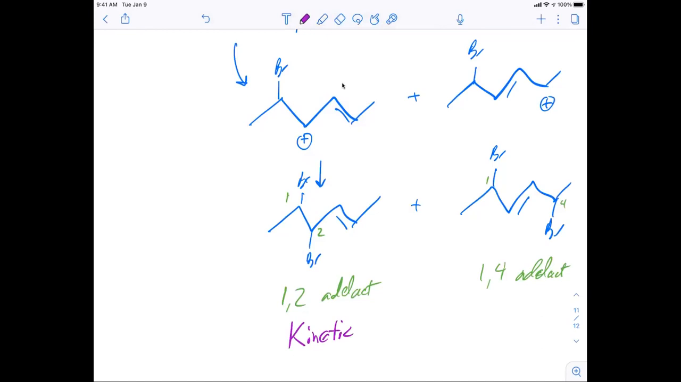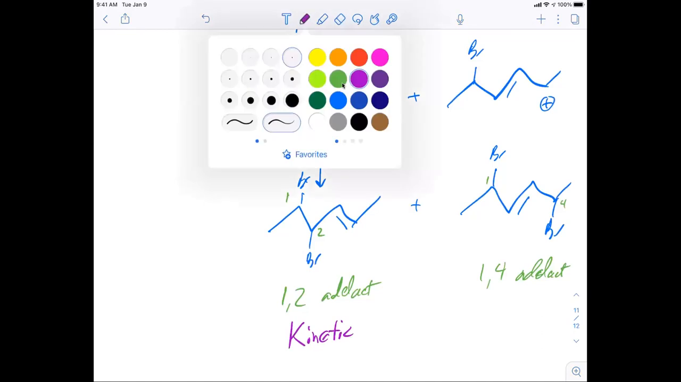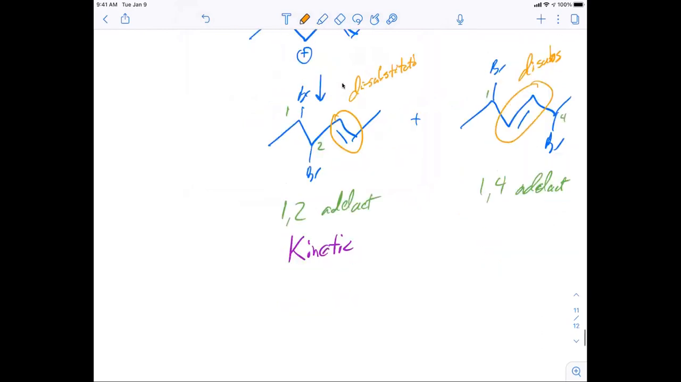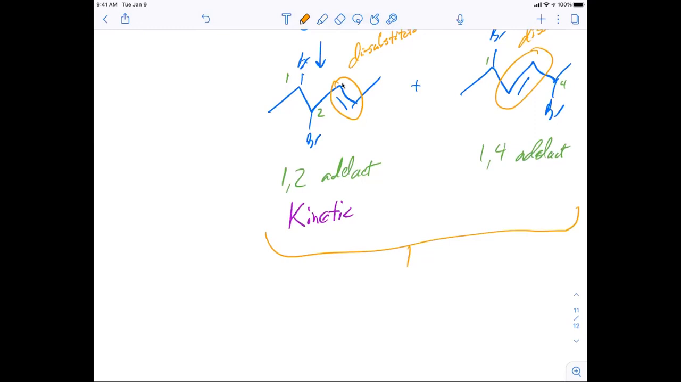Now I need to evaluate, right? So on this one, if we look at this one, we have a disubstituted here. I have what? Disubstituted. So thermodynamically, what's the thermodynamic product? Both of those are thermodynamic products. So the stability difference between these two is relatively the same. So therefore, both 1,2 and 1,4 would be the products if I had tried to get thermodynamic conditions. Okay.